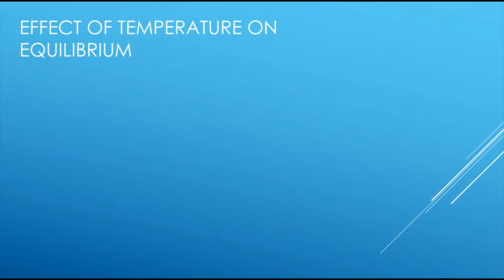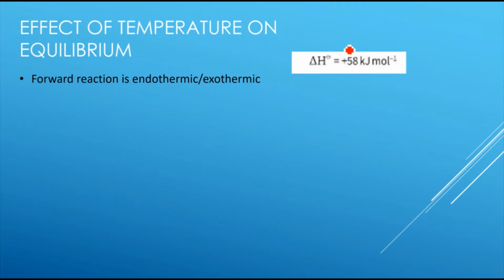Alright, so the effect of temperature on equilibrium. There is a structure of mark points that you should know, and I'm going to be going through that now. So first, what you should mention is if the forward reaction is endothermic or exothermic. For example, in this case, this has a plus sign with the enthalpy change, so I know this will be an endothermic reaction. If it had a minus, I would know it's exothermic, and I would start by mentioning that the forward reaction is endo or exothermic.